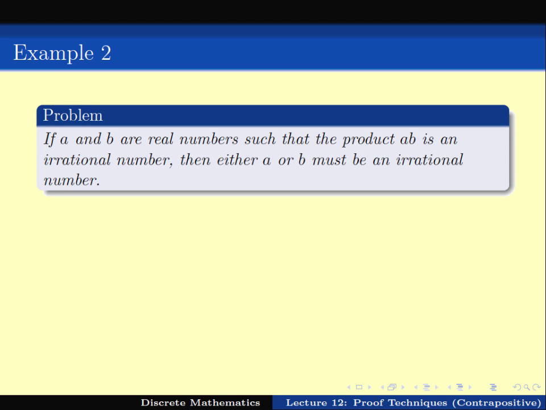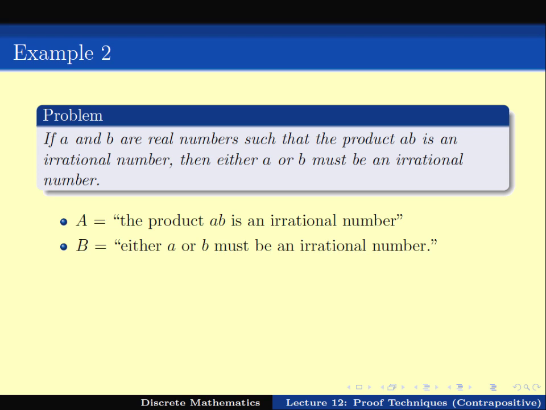So let's look at our second example. It says that if A and B are real numbers such that the product of A and B is an irrational number, then either A or B must be irrational. But this is very similar to some problem that was assigned to you in the last video. So how do you prove it? Again, let's try to break it up. The first assumption is both A and B are irrational numbers. The product of A and B is an irrational number.